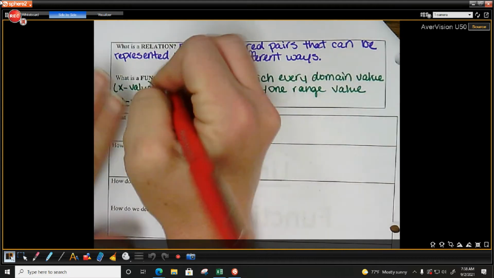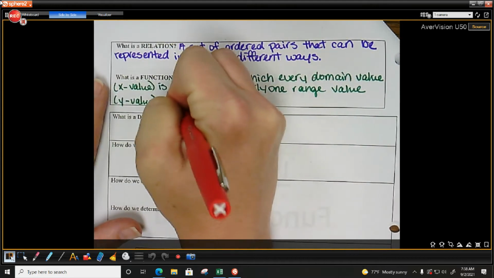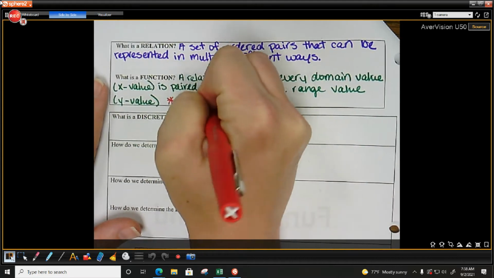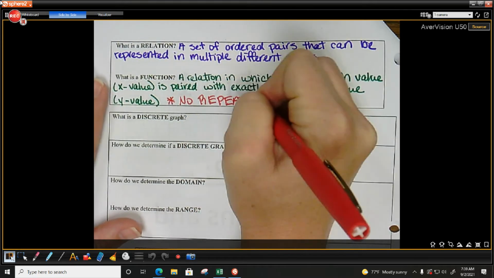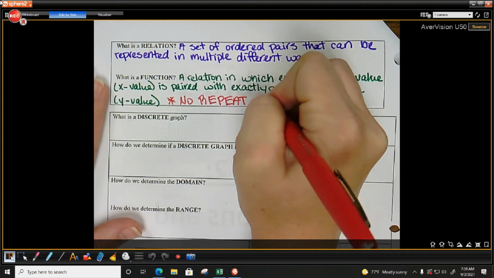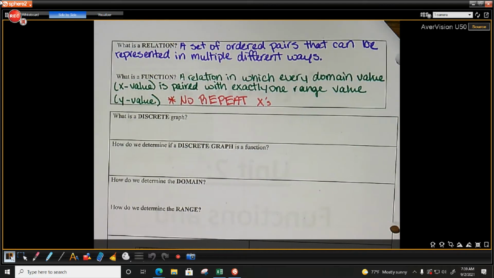What that essentially means? No repeat x's. You can't have repeated x's. Okay? If an x repeats, you are not a function, you are just a relation.